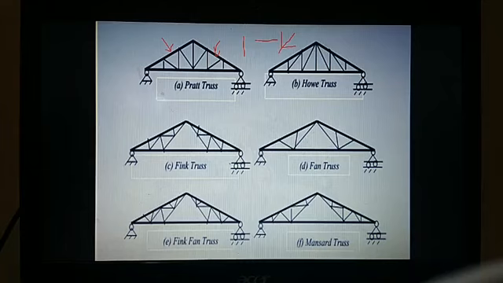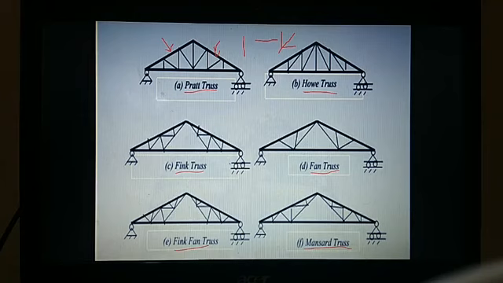So this is the Pratt truss, this is how the Howe truss looks, and this is the Fink truss. Then the fan truss, Fink fan truss, and mansard truss. These are all based on different spans. The Fink truss can accommodate a span of more than 20 meters, and a Pratt truss can accommodate up to 10 meters. Like that, every truss can accommodate its own span.